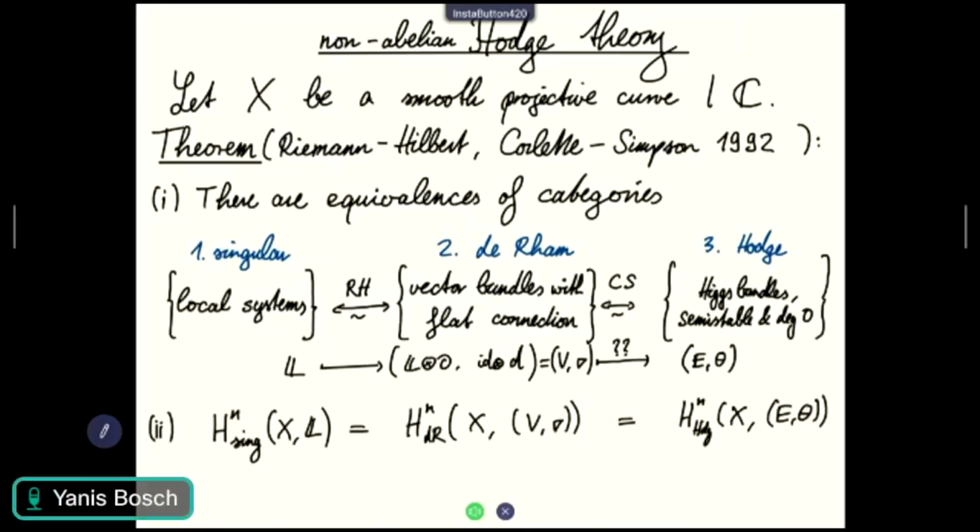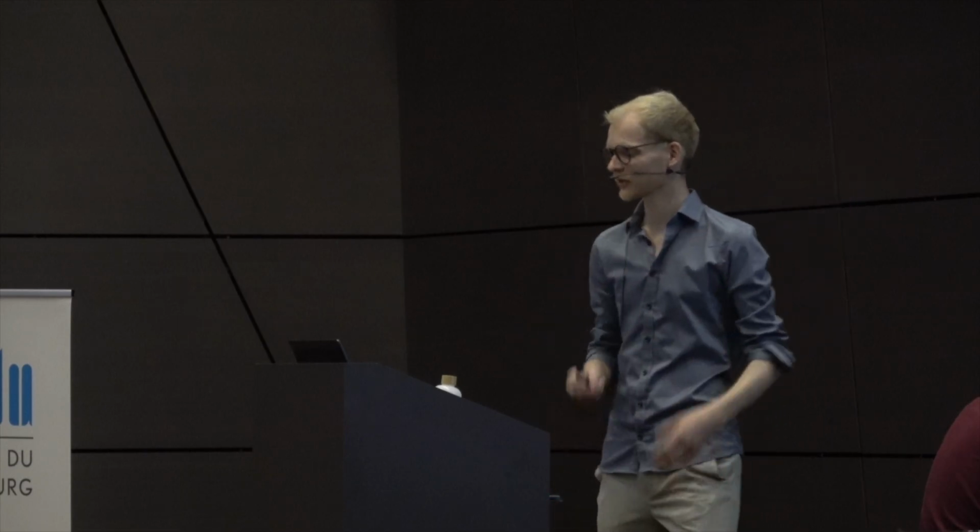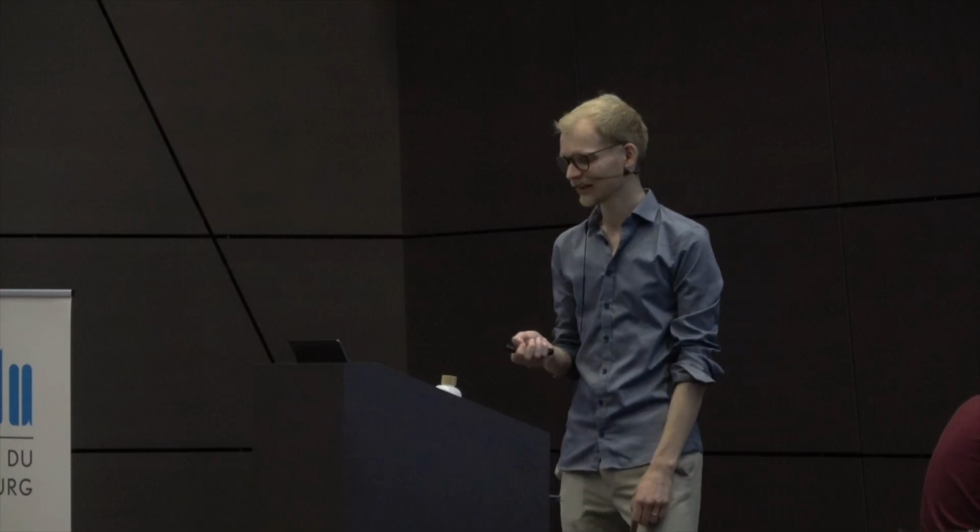Okay, so I can match up coefficient objects. Let's say we start with a local system, and then we take its associated vector bundle with connection and its associated Higgs bundle. And the point of the main theorem of non-abelian Hodge theory is that then I can match up the cohomologies again. Okay, so the singular cohomology with coefficients in this local system turns out to be the same as the de Rham cohomology with coefficients in the vector bundle with connection. Turns out to be the same as the Hodge cohomology with coefficients in this Higgs bundle.